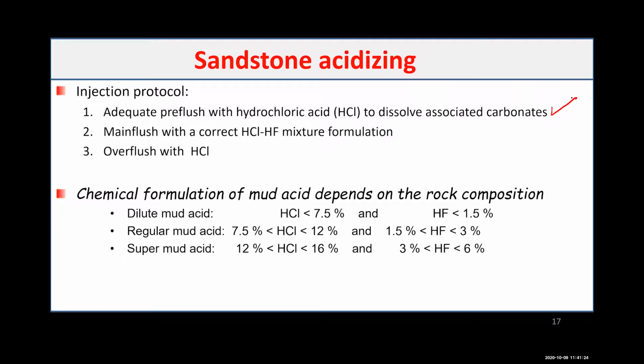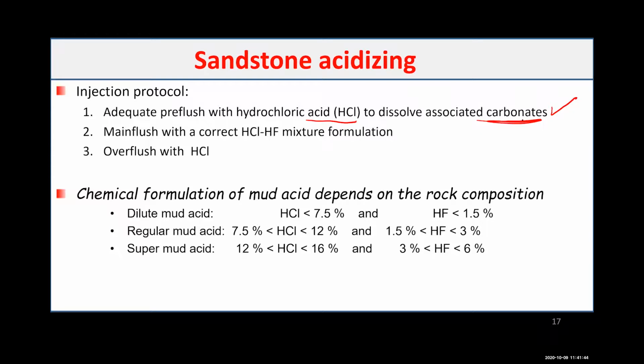So when the HF comes later, we'll not see carbonate. We'll see only silica that will be dissolved by the HF. So initially, we pump HCl just to dissolve any carbonate that, if it existed when the HF sees it, can cause damage.